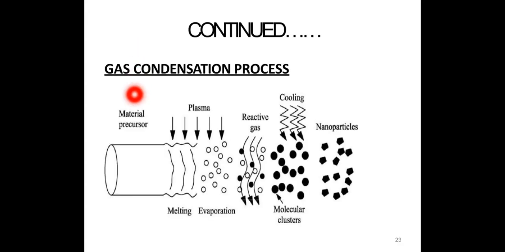Now the gas condensation process. You see here, material precursor here. So after the heating what happens? Melting, plasma heat is given here. Then evaporation takes place. Then in the presence of inert gases, reactive gases, these evaporated particles get mixed. Then molecular clusters are produced, and finally it is converted into nanoparticles.